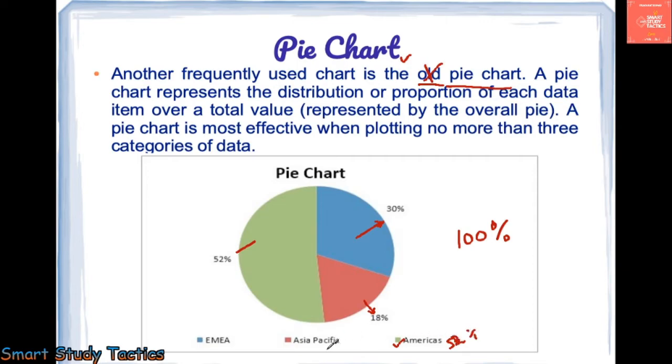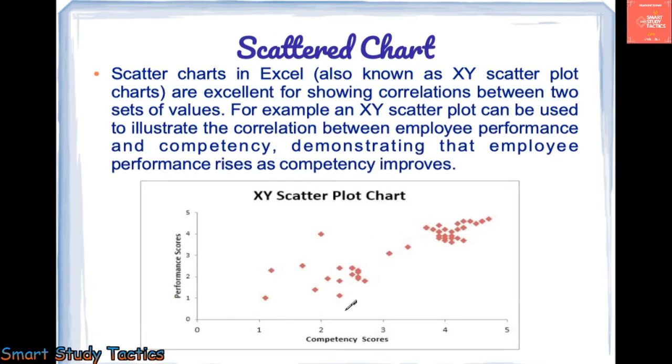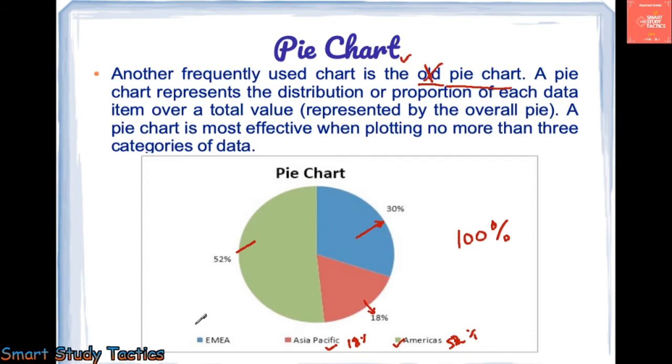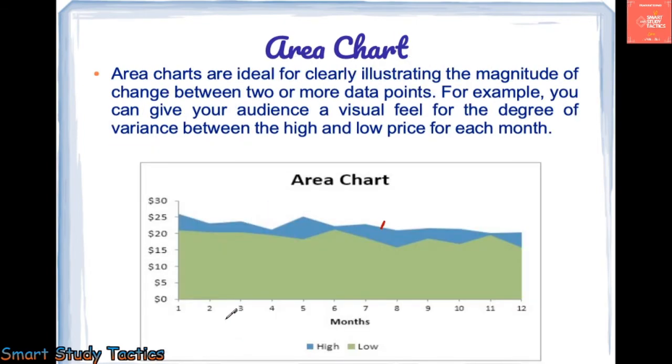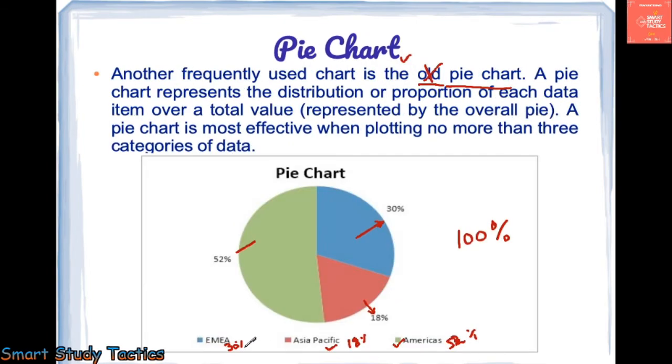If I talk about the Asia Pacific, you can see the color match. This is 18%. Okay. If I talk about the next one, EMEA, it is 30%. So you can say here it is 30% of the 100%. So I think you are getting the point. Okay.